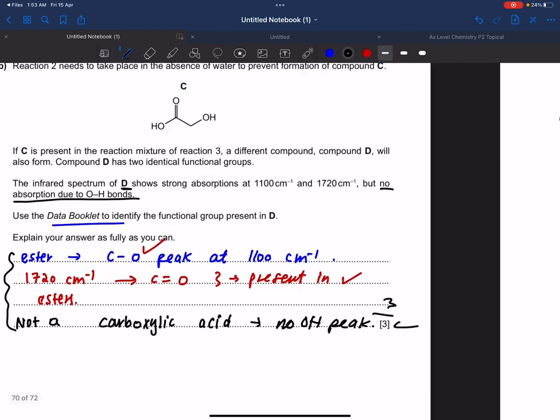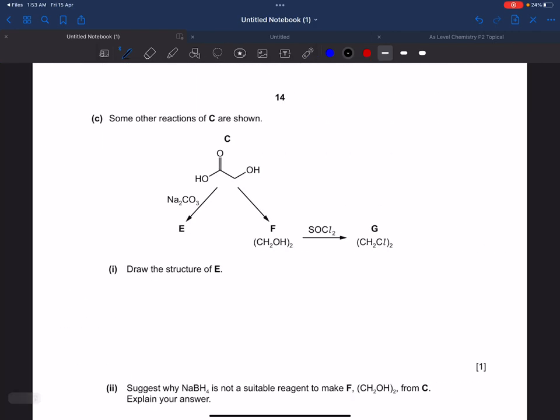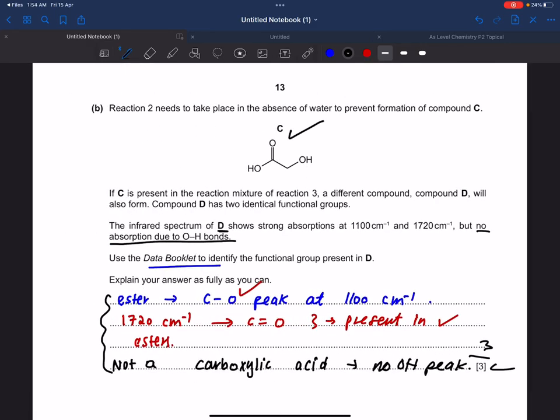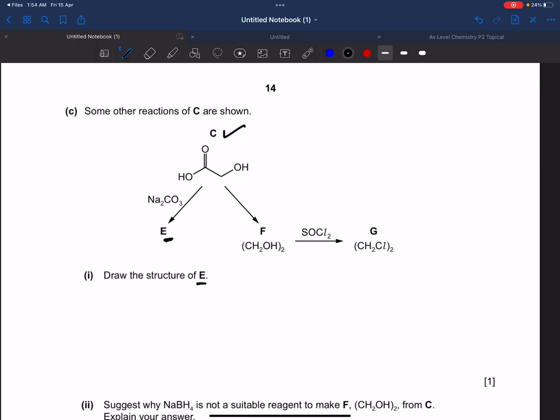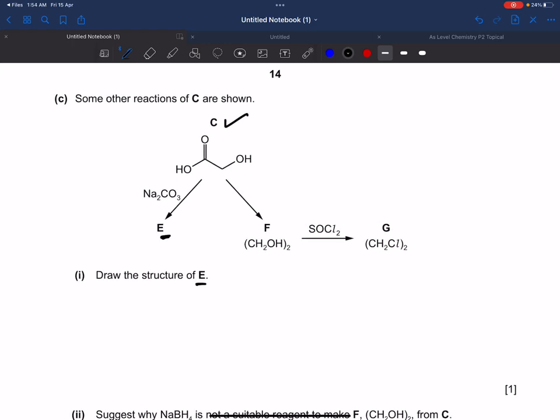Okay, that's it. So other reactions of C are shown. We don't know what is C, but he's given us the formula. Oh, C was given here too. Okay. Draw the structure of E. Where's E? Here. So this is some carboxylic acid and alcohol in the same molecule. So when Na2CO3 is added, carbonate only reacts with what? It only reacts with the acid group. Carbonates react with acid group. What is the observation we get? He's not asking us, just explaining, effervescence.